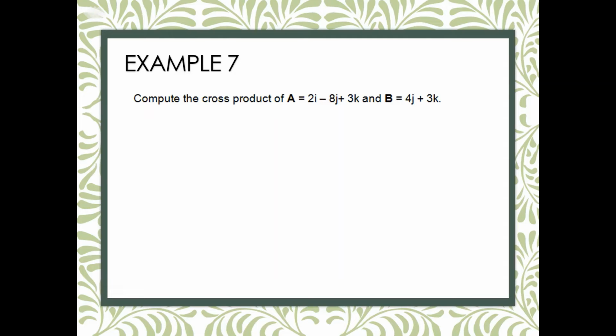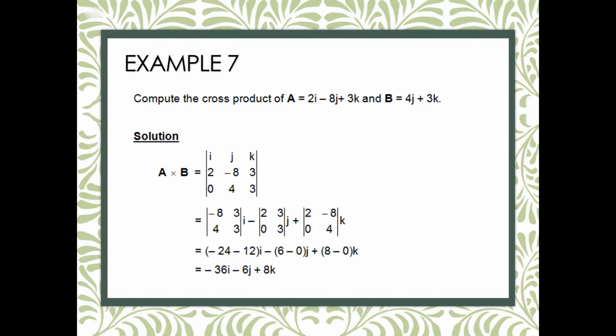Next, refer to example 7. You need to find the cross product of vectors A and B. To find the answer, you need to use the second formula of the cross product, that is by using the determinant of order 3. Substitute ijk in the first row, the components of vector A in the second row, and the components of vector B in the third row. By solving this determinant as usual, you should get negative 36i minus 6j plus 8k as the answer.